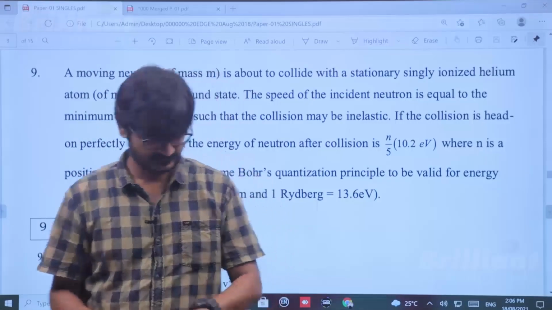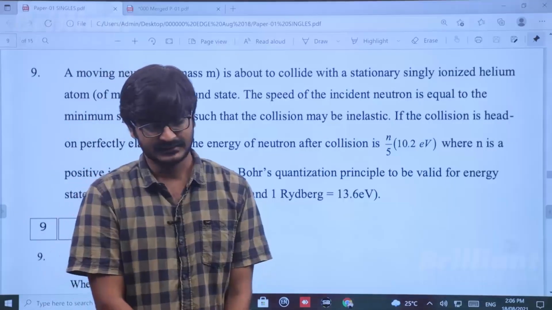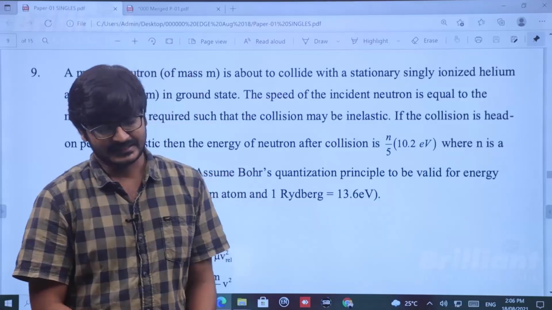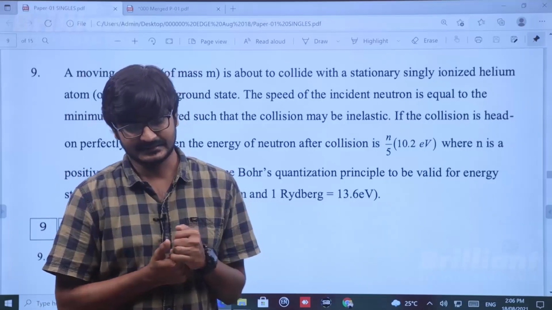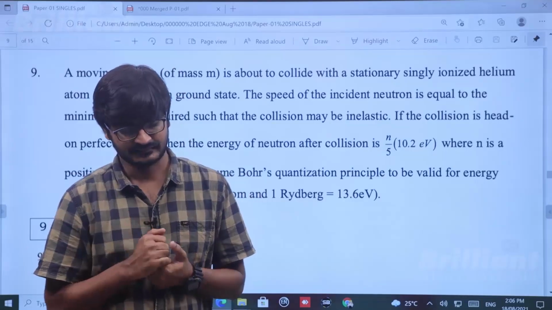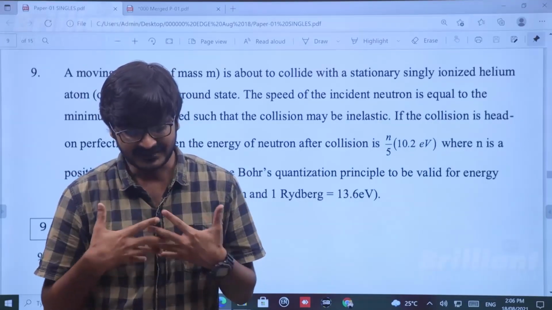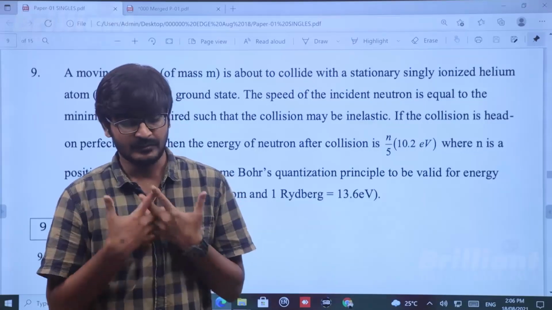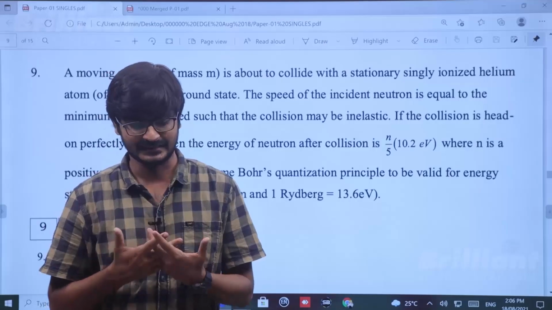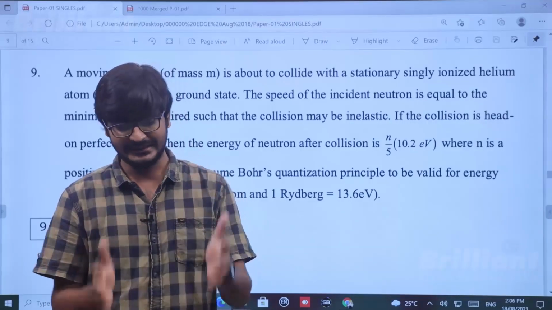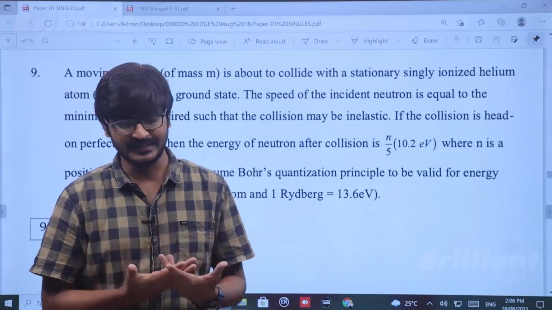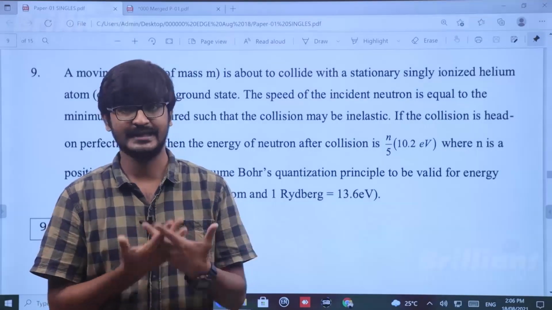Next question, you can pause and you can read the question. The question says, a moving neutron is about to collide with a stationary singly ionized helium atom of mass 4m in ground state. The speed of the incident neutron is equal to the minimum speed required such that the collision may be inelastic. So let us try to see till here.